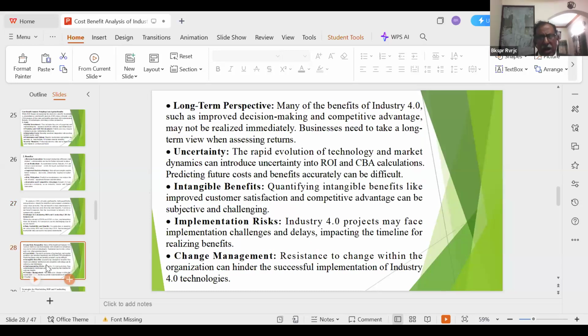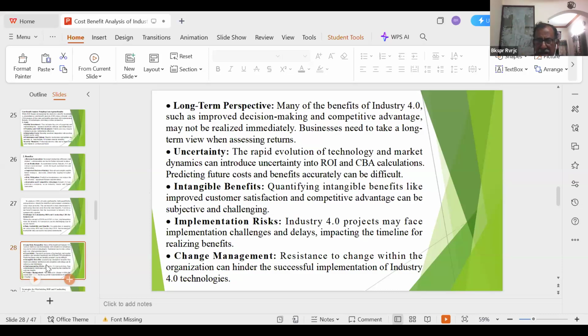Second point is long-term perspective. Many of the benefits of Industry 4.0, such as improved decision making and competitive advantage, may not be realized immediately. Businesses need to take a long-term view when assessing the returns on investment. So what happens here? Immediately we are not able to get the benefits. It takes some time. That is why, while investing in Industry 4.0, you are supposed to wait some time. Then only you are able to get the benefits.